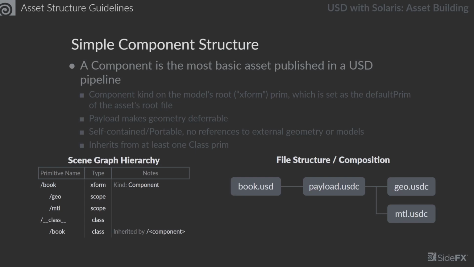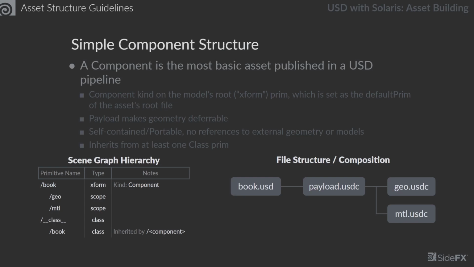That's not going to be noticeable in the scene graph hierarchy, but when we look at the file structure, we can see that our book USD is going to be maybe the top level file. Then that is going to load this payload.usdc. And that is going to allow us to load and unload our geometry based on if we need to see it in our scene. Another thing to note is, like I said before, these are self-contained and portable. We're not referencing external geometry models, anything like that. This is all saved in one spot on disk, so you can then move it around and be able to transfer these files relatively easily.